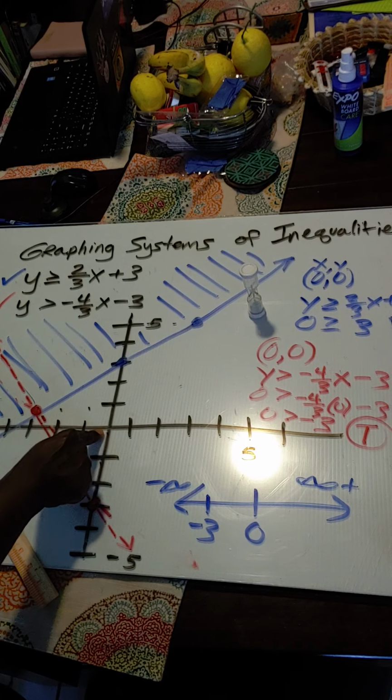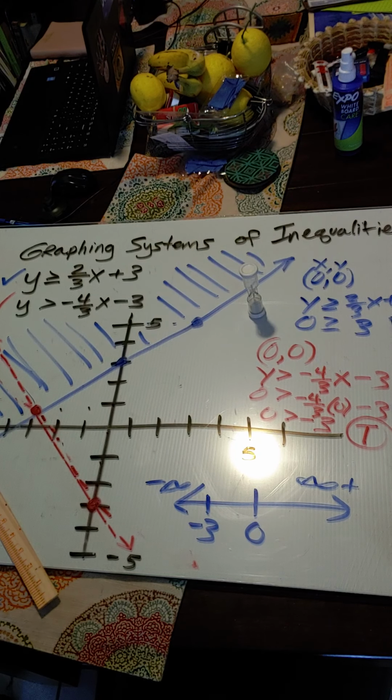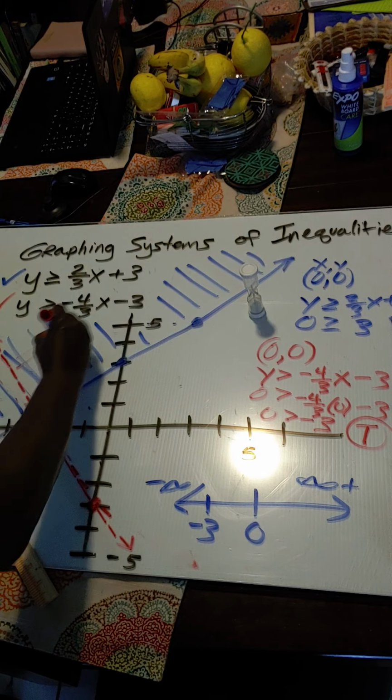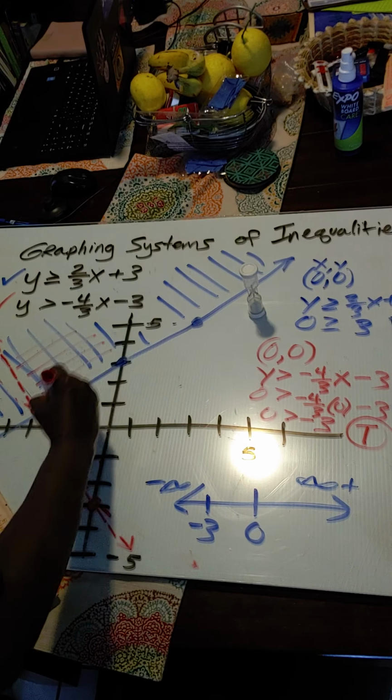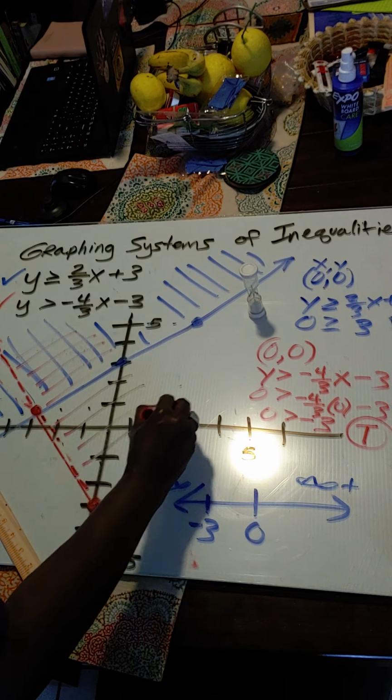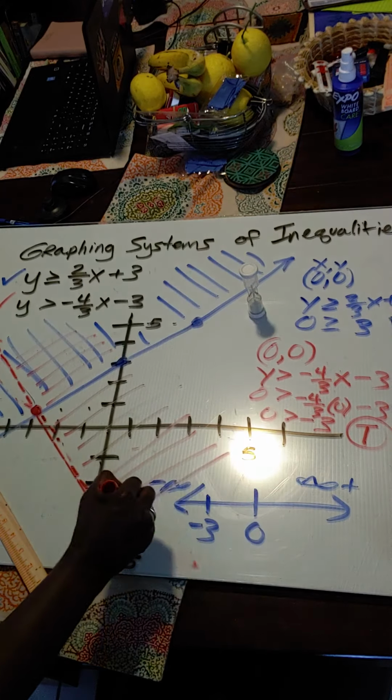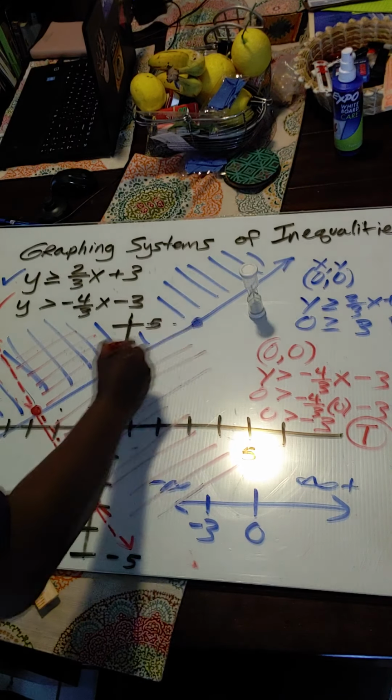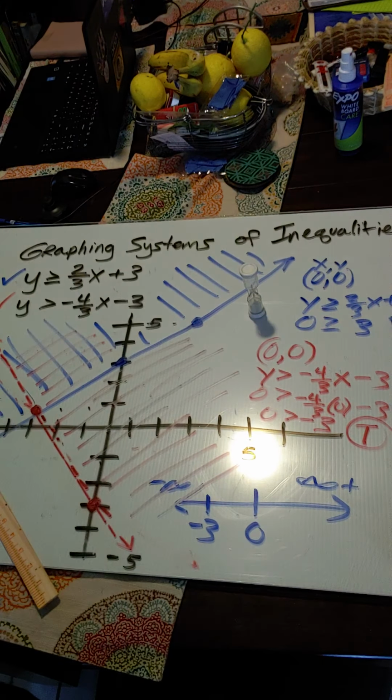And so my statement is true where? It's true where my 0, 0 is. Therefore, I'm going to shade everything above. Everything above.